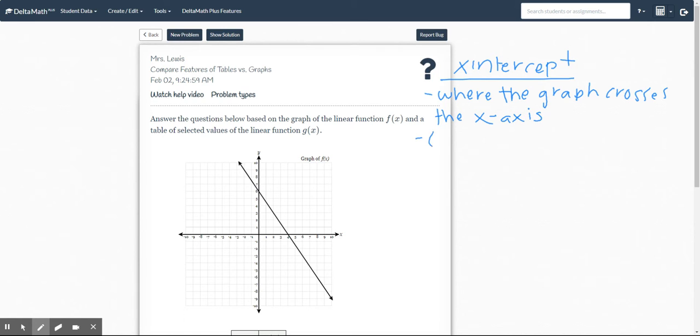And it's always going to be the point x comma 0, meaning the y value is always 0.